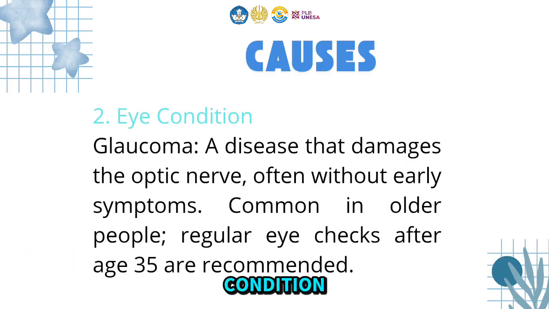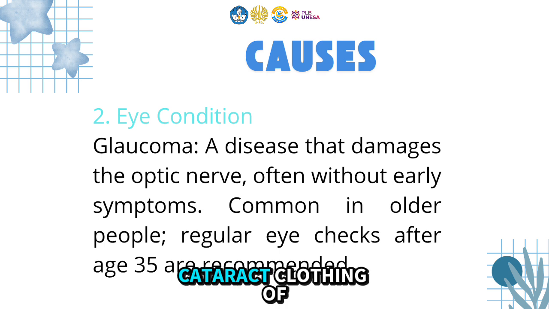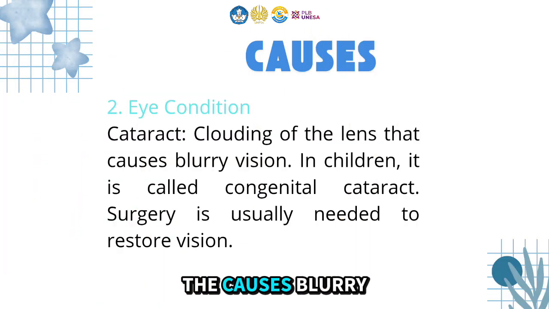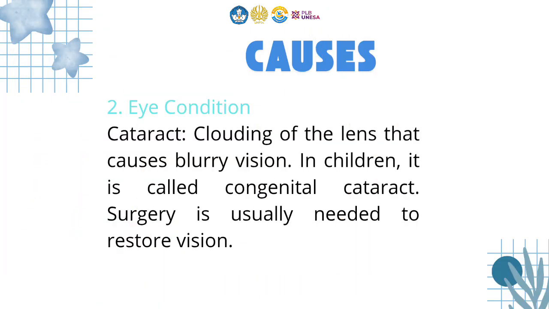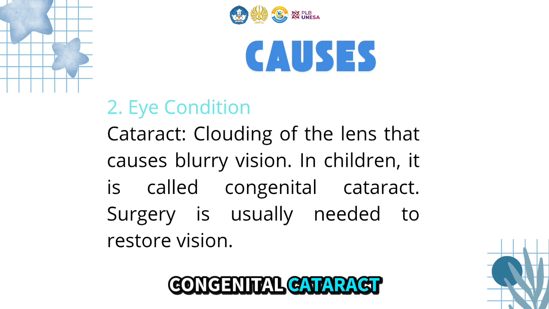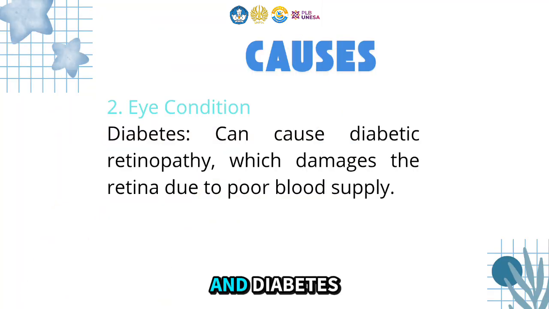Second is eye conditions. Glaucoma, a disease that damages the optic nerve, often without early symptoms. Common in older people, regular eye checks after age 35 are recommended. Cataract, clouding of the lens that causes blurry vision. In children, it is called congenital cataract. Surgery is usually needed to restore vision. And diabetes can cause diabetic retinopathy, which damages the retina due to poor blood supply.